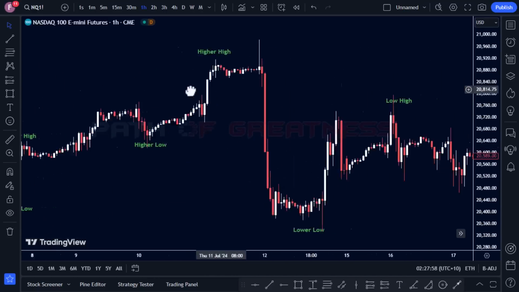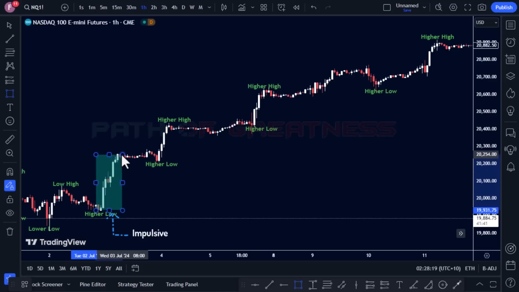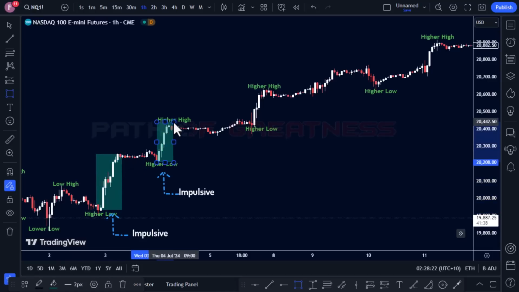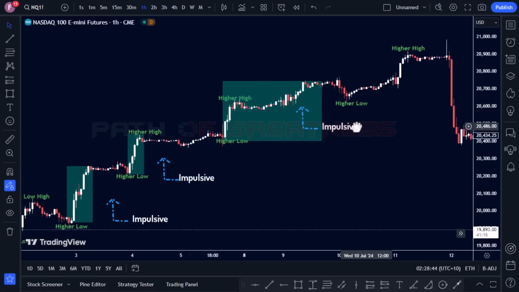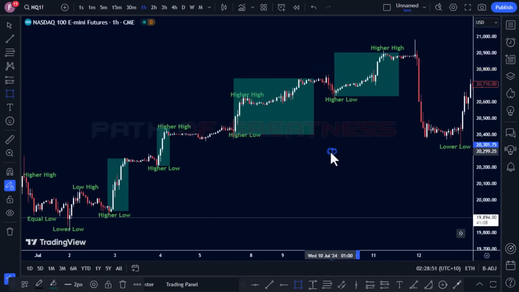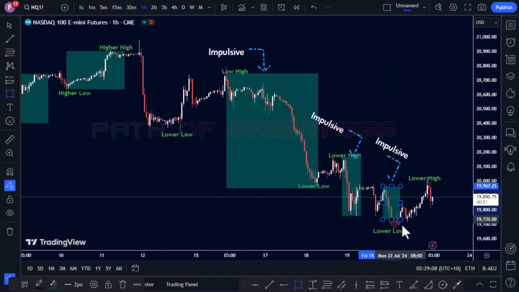In a trending market, there are two types of price movements. One, the price movement in the direction of the trending market. This is called an impulsive move. In an uptrend, the rising price movement is called the impulsive movement, whereas in a downtrend, the falling price movement is called the impulsive movement.